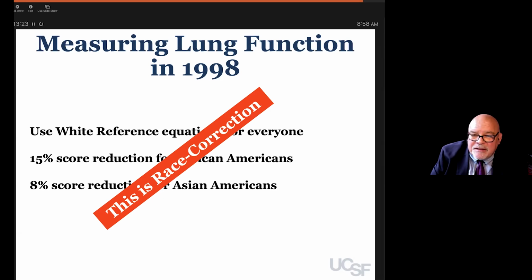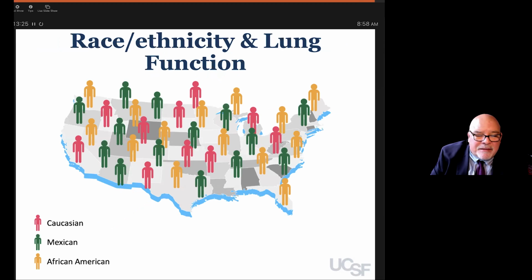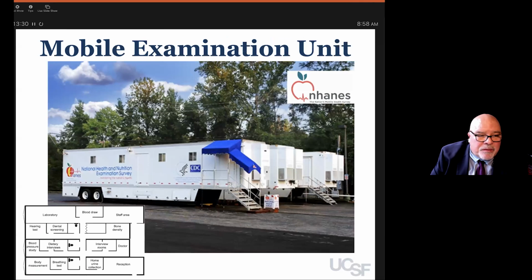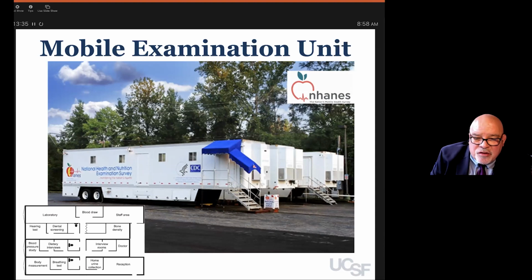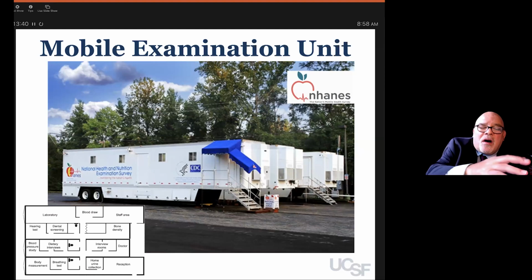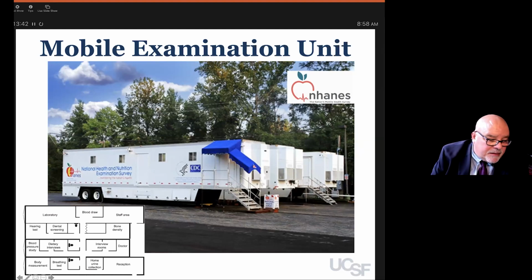Fortunately, the Center for Disease Control recognized that there's diversity in the United States. And what they did is they started what was called the NHANES study, National Health Examination and Nutrition Examination Survey, in which they set out mobile vans all over the country. And you can see this diagram on the bottom. There's a reception area, there's a urine collection station, there's a breathing station, there's a dietary station, blood pressure, everything. And they did this and they standardized it.